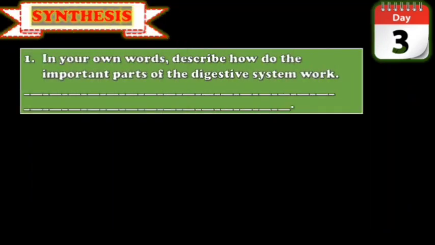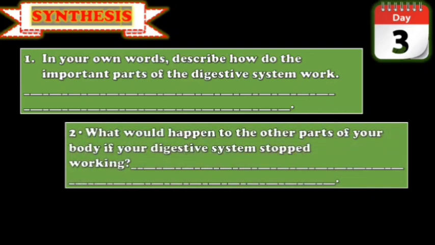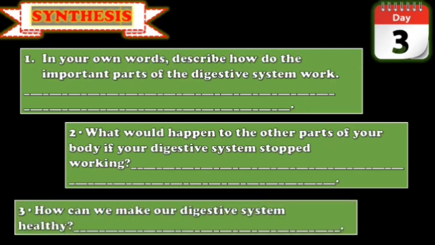Synthesis. Number 1. In your own words, describe how the important parts of the digestive system work. Number 2. What would happen to the other parts of your body if your digestive system stopped working? Synthesis 3. How can we make our digestive system healthy?